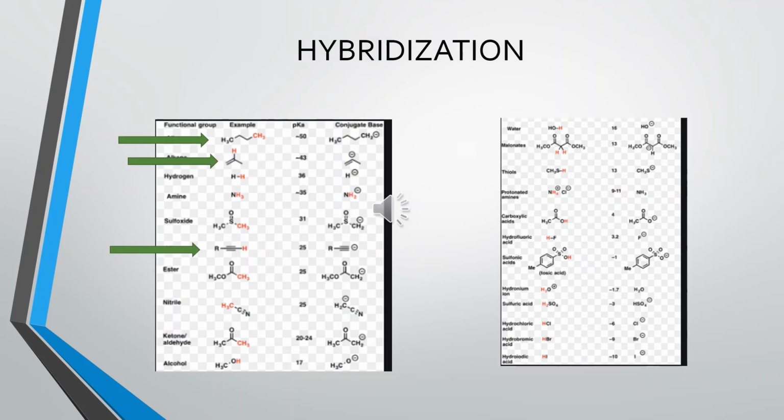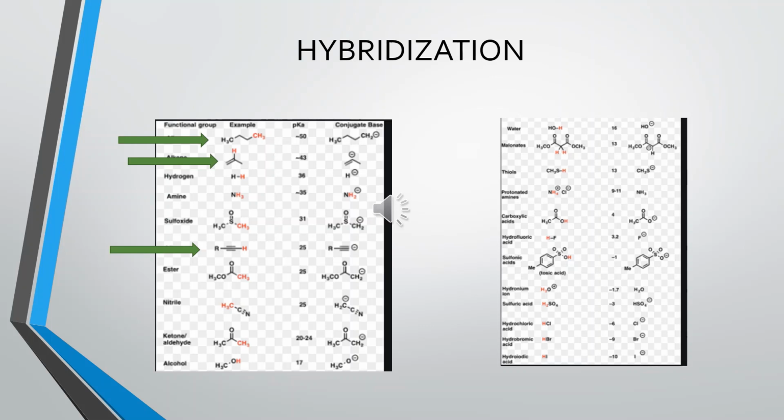Here is the effect of hybridization. Compare again butane, pKa around 50, with propene, right below it, pKa around 43, and then below that with a terminal alkyne, pKa around 25, and R is just some alkyl group. The carbon hybridization is going from sp3 to sp2 to sp. The more s character, the more stable the conjugate base.